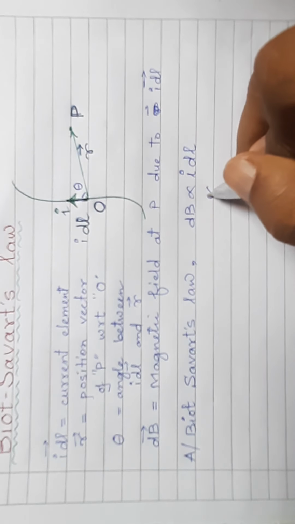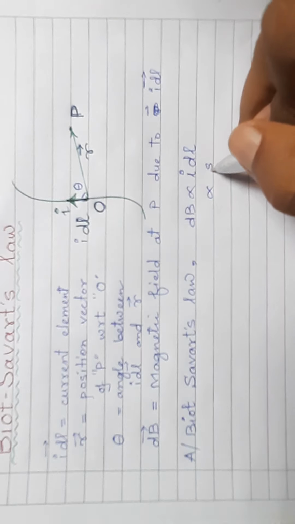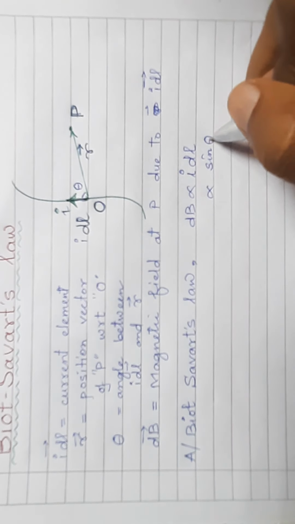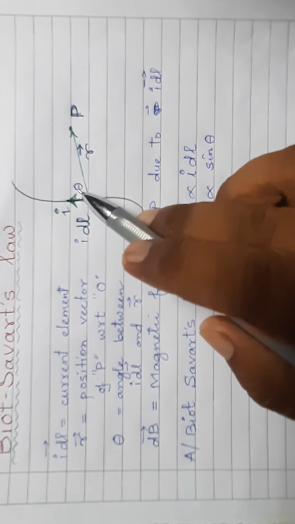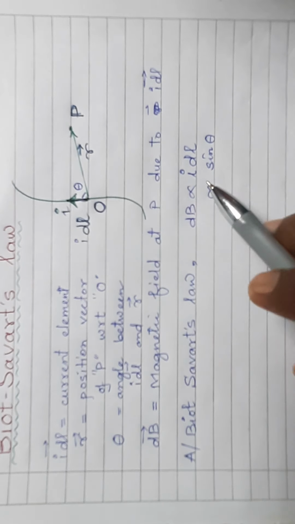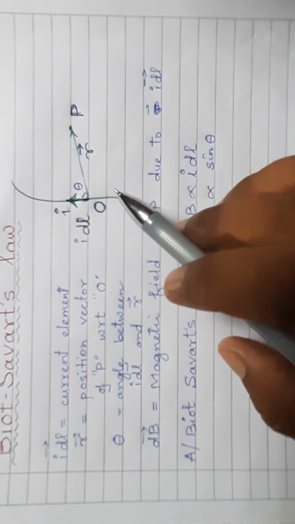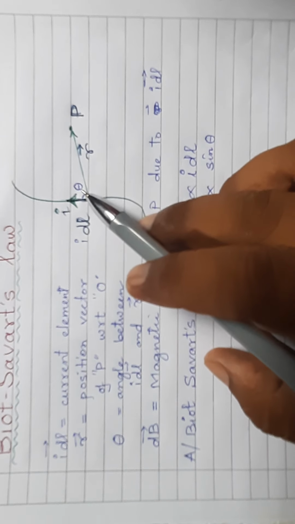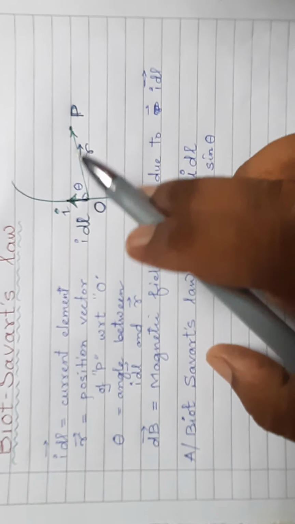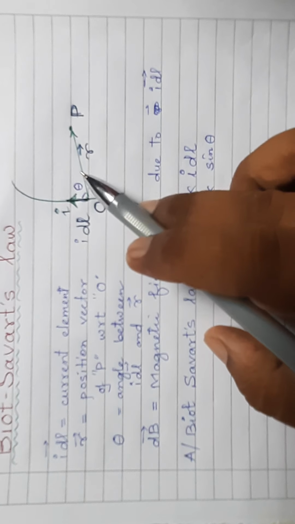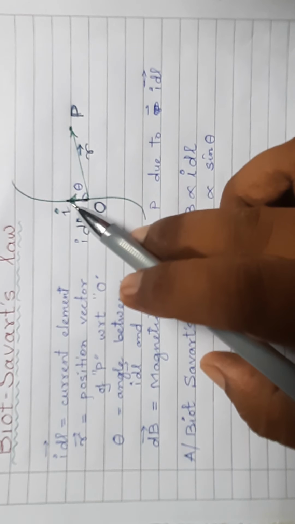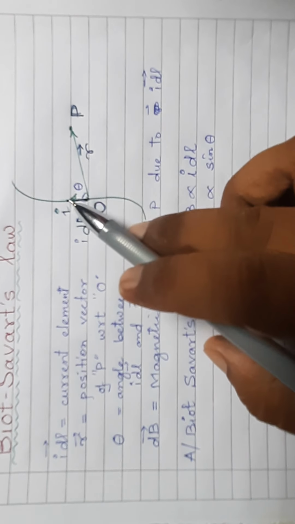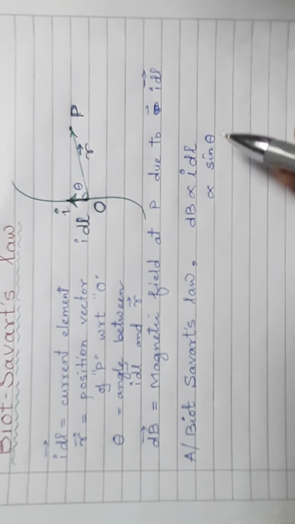Now, dB is also proportional to sine theta. This angle is called theta. It is found mathematically by experiment that the value of dB varies with sine theta. Sine 0 is 0, sine 90 is 1. So when theta is 90 degrees, dB will be maximum. When theta is 0 degrees, dB will be minimum. This we have found experimentally.